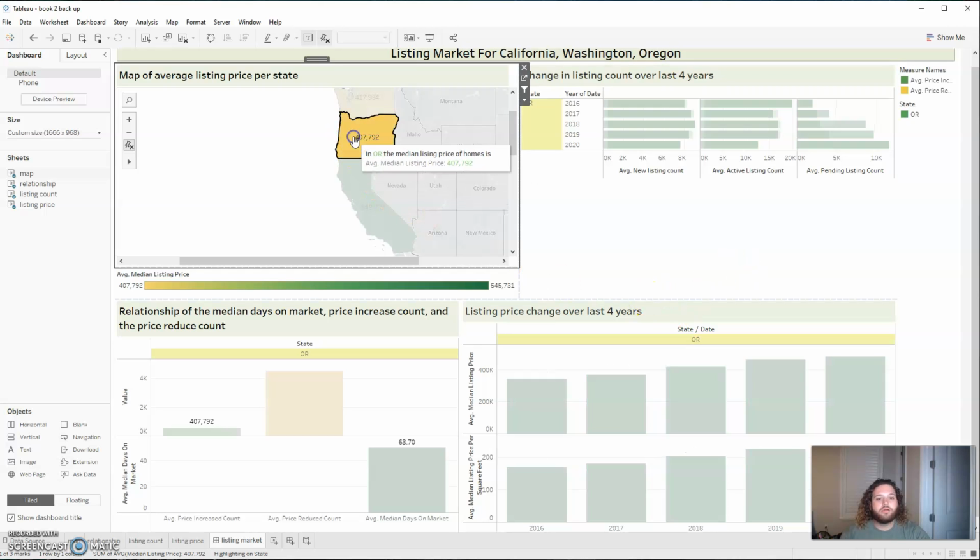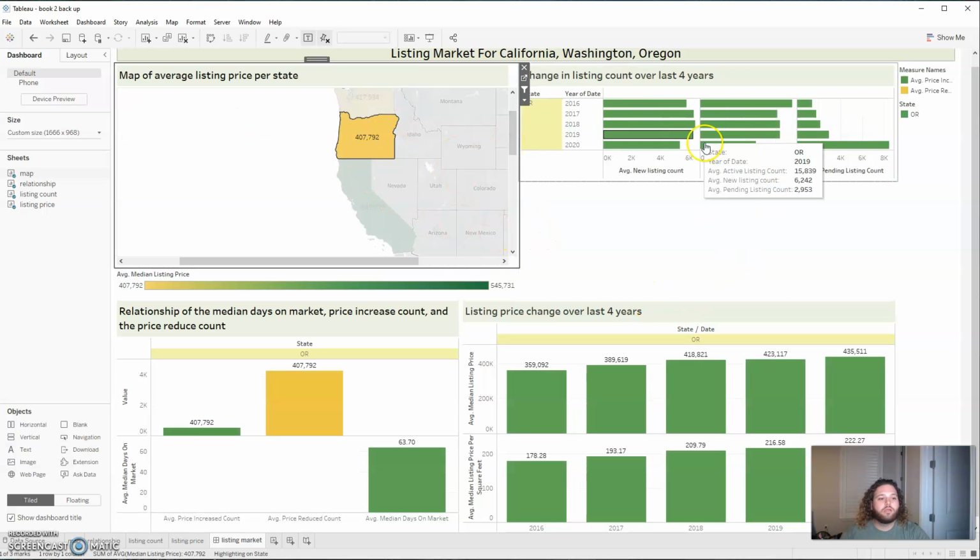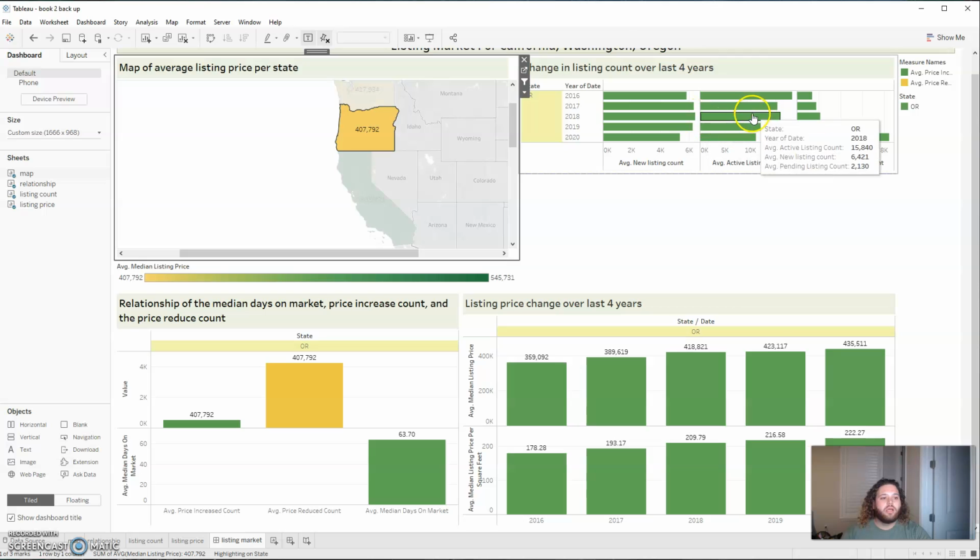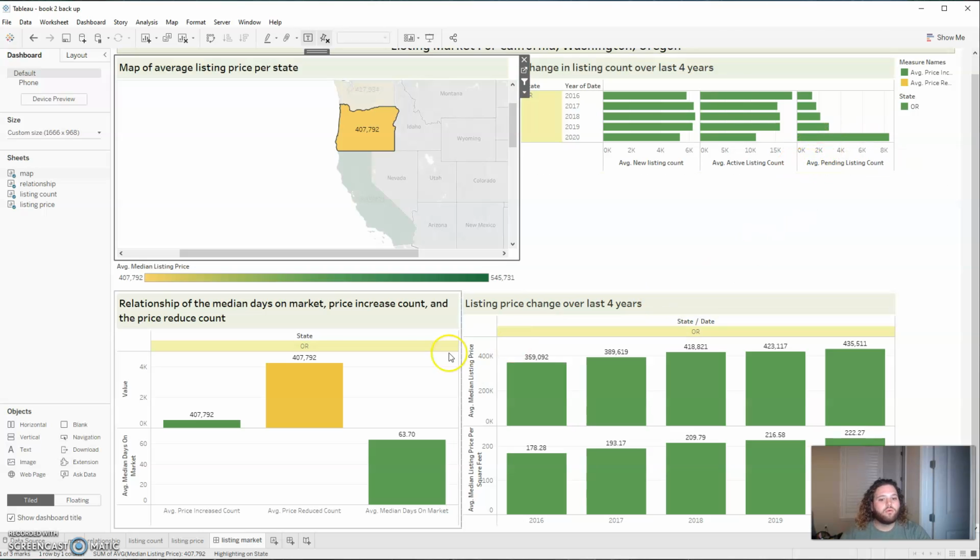So if we go over here and we look at the state of Oregon, you're going to see the same bell-shaped curve over the last 4 years. This active listing count, super high in 2016, and it kind of dwindles down a little bit, comes back up, and then drops back down in the year 2020. But the pending count, there was a lot of homes in the pending stage in 2020 for Oregon.